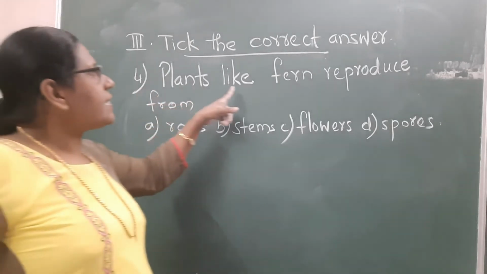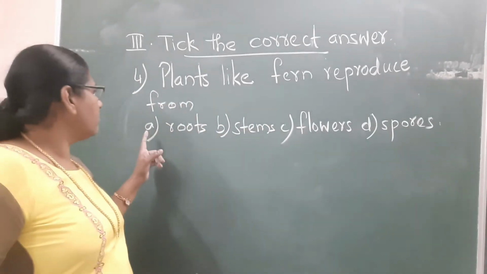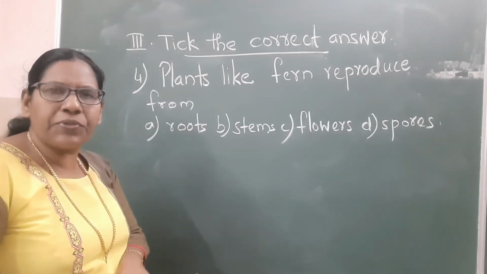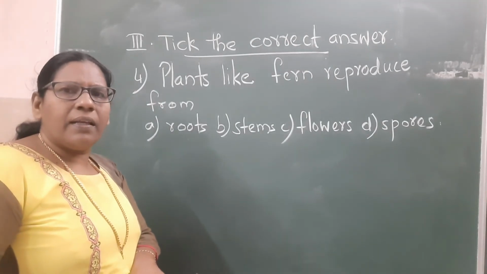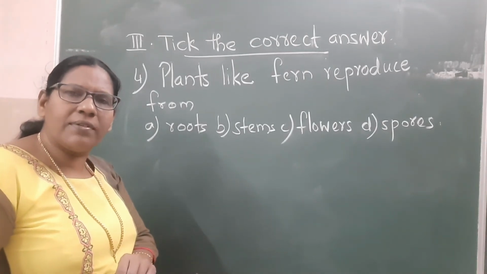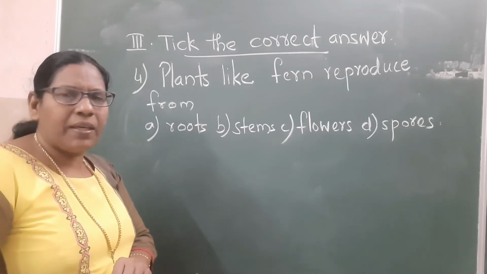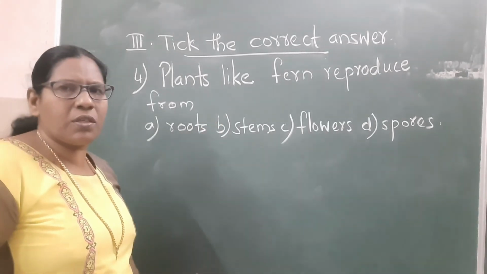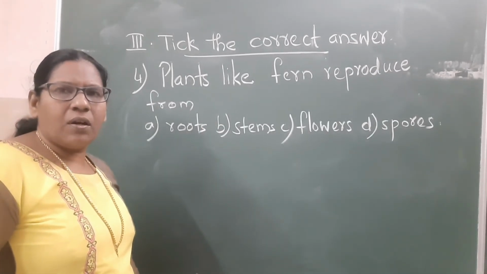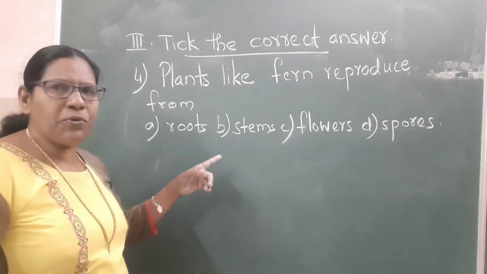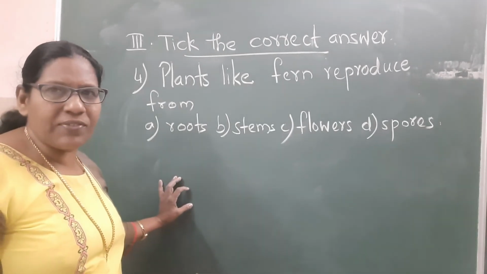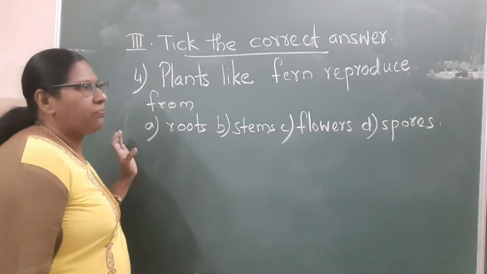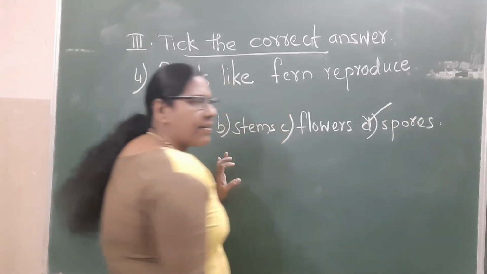Number 4. Plants like fern reproduce from A, roots, B, stems, C, flowers, D, spores. We studied that there are some plants that don't have flowers, fruits or seeds. Example, fern. They have a special structure called spores on their leaves. From these spores the new plants grow. That is what we studied. So plants like fern reproduce from spores is the right answer.